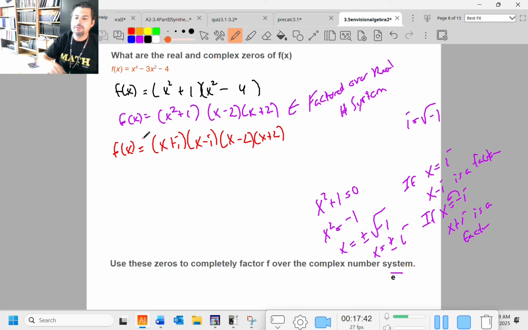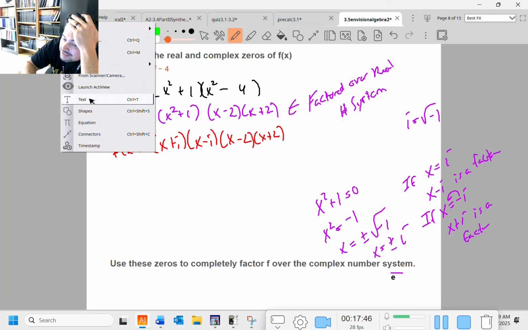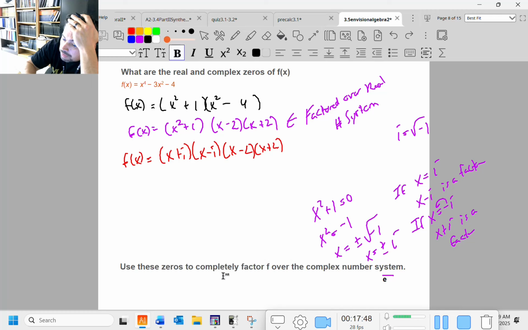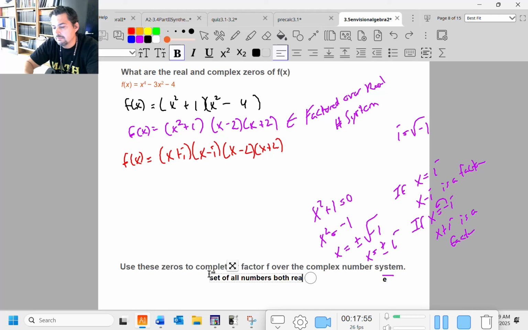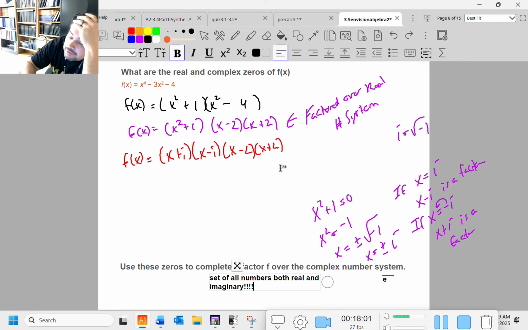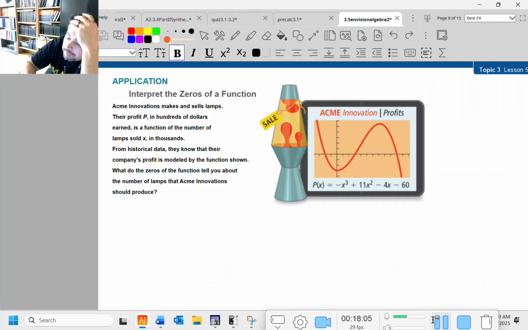By the way, if you don't know what the complex number system is, the complex number system is the set of all numbers, both real and imaginary. Now, is there anything else worth talking about on this slide? I don't know. Be right back.